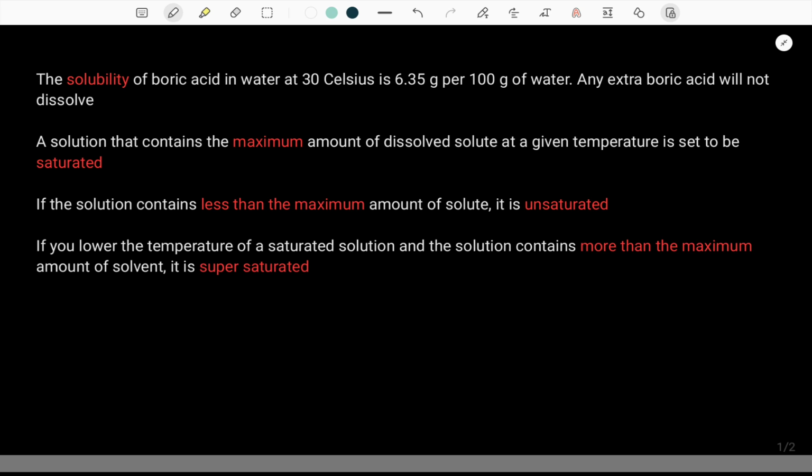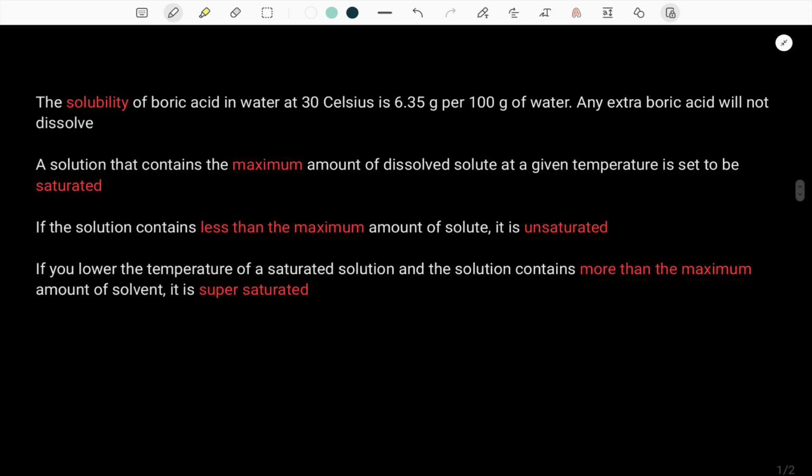So let's see this example and it will make more sense. So here it says the solubility of boric acid in water at 30 Celsius is 6.35 grams per 100 grams of water. So it basically means at 30 Celsius 6.35 grams of boric acid will dissolve in 100 grams of water. And if we add, let's say, 10 grams, that 3.65, 10 minus 6.35, will not dissolve. So here it says any extra boric acid will not dissolve.